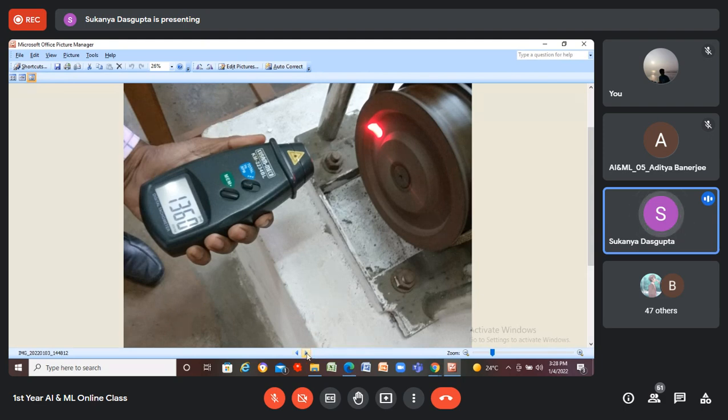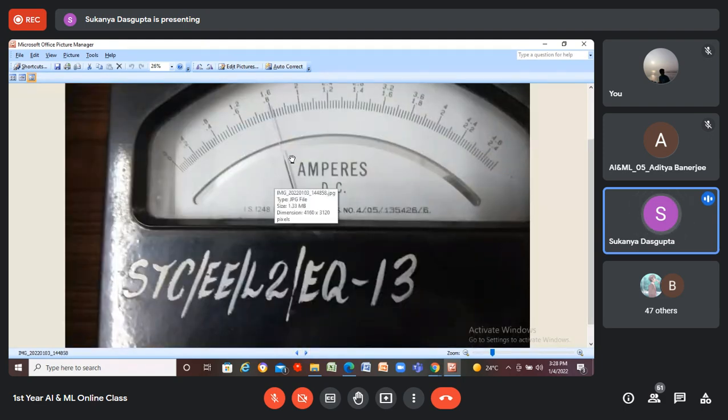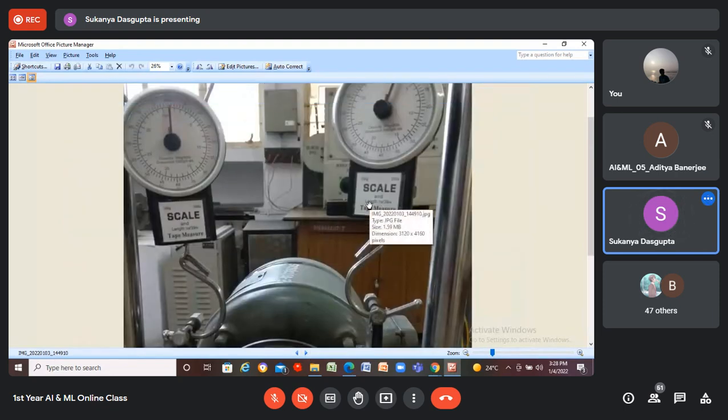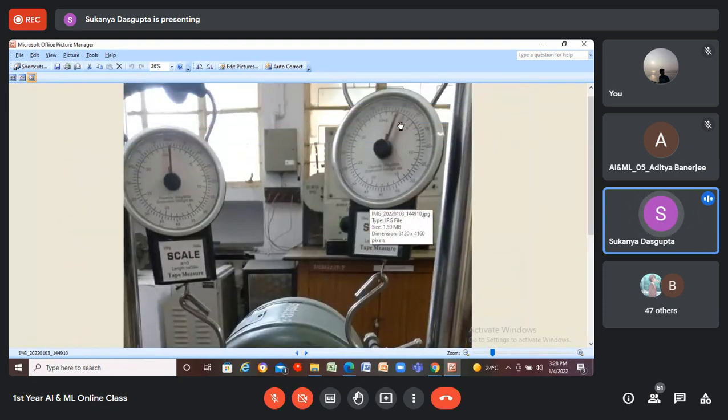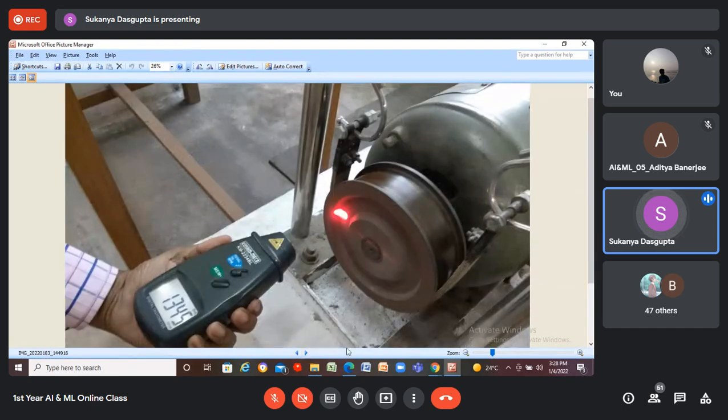Now again, when armature current is 1.6, this is the situation, this is the load. It is at 2.1 kg. It is not possible to measure it directly from the screen, but it is at 2.1. And this is the value of the speed, 1345 RPM, when S1 is 2.1 kg and armature current is 1.6.